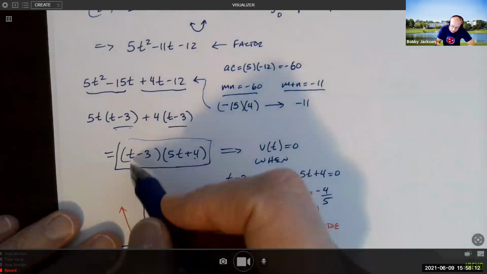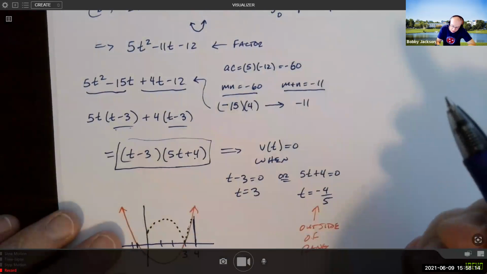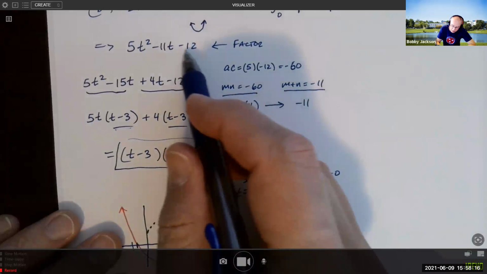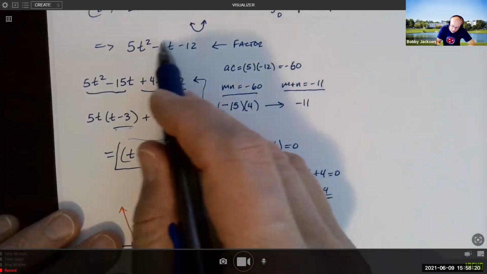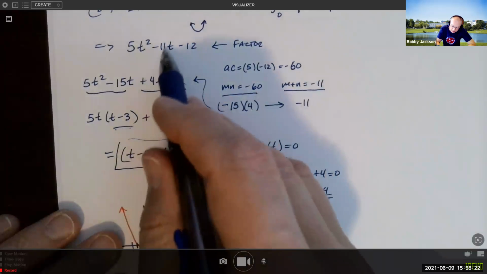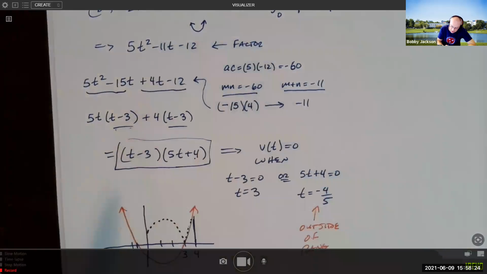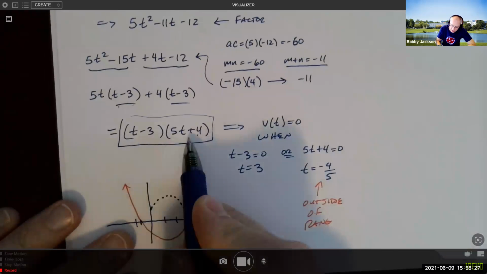We know it's got to be a t and a 5t to start off with, and then you just have to figure out the right product for negative 12 to get you that, the outer and inner add together to that term, negative 11t. Okay, so there's our velocity function factored.